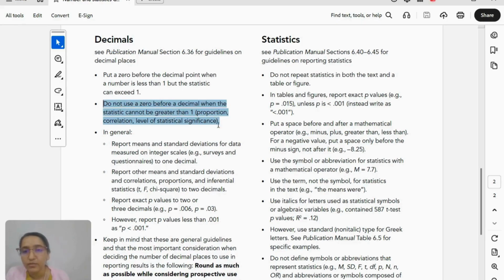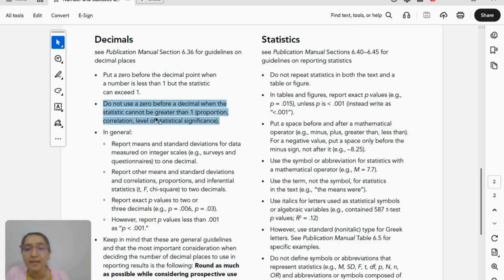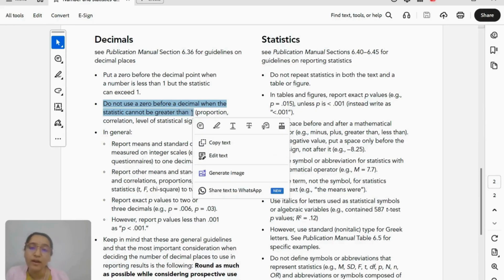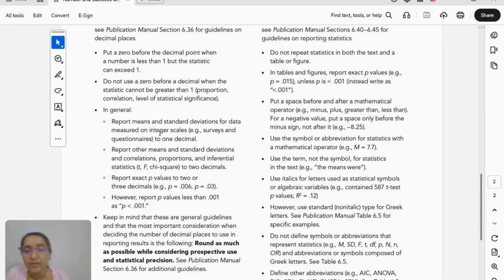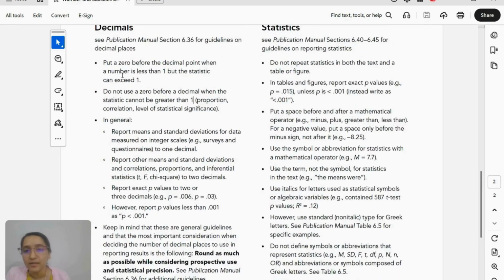But the second rule says do not use a 0 before a decimal when the statistic cannot be greater than 1. So what types of statistics cannot be greater than 1? The proportions, correlation values, or the p-values, right? They cannot be greater than 1. So those are represented without 0 before the decimal. So they will be just like .05 or .52, something like that. That's an important one, this too.